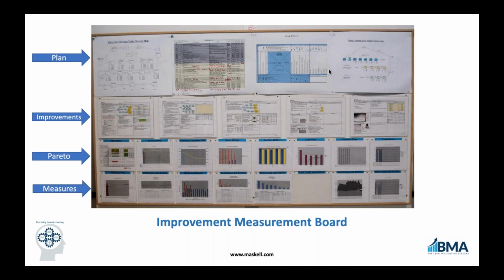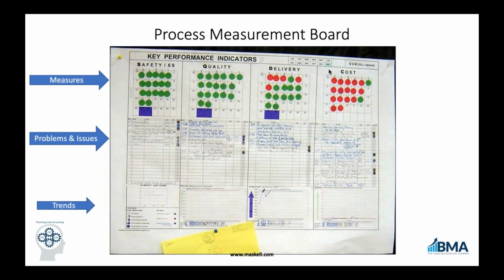This is a little more complicated, but you could also have simple boards. Here, we don't really even have numbers. We have our measures, safety, quality, delivery, and cost, and we're looking at each on a daily basis, and it's pretty simple. Green, we had a good day, red, we had a poor day, and most importantly, if there was a poor day, below that, this team wrote down what the causes of poor performance were. And so then you can do some trend analysis to see how things are going.